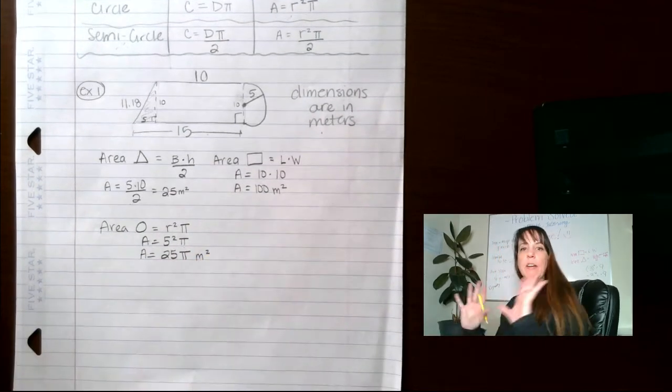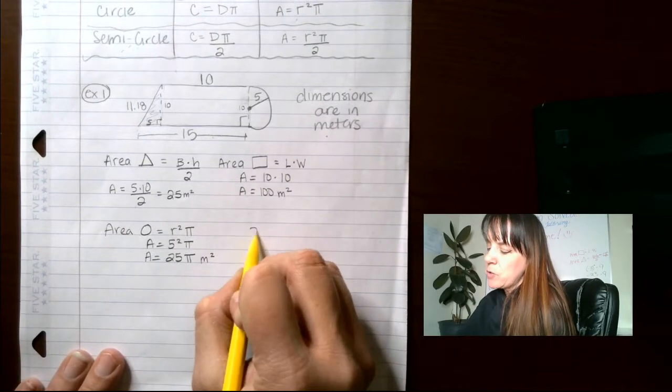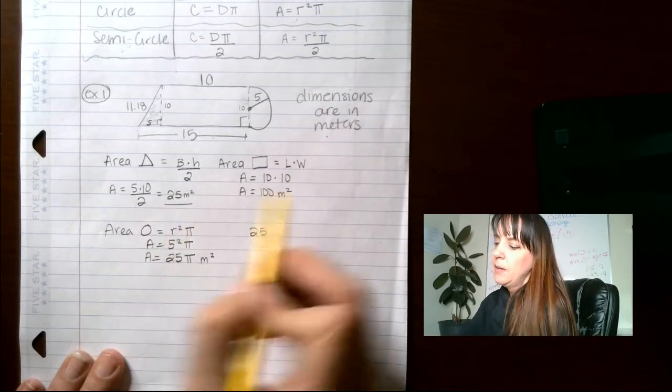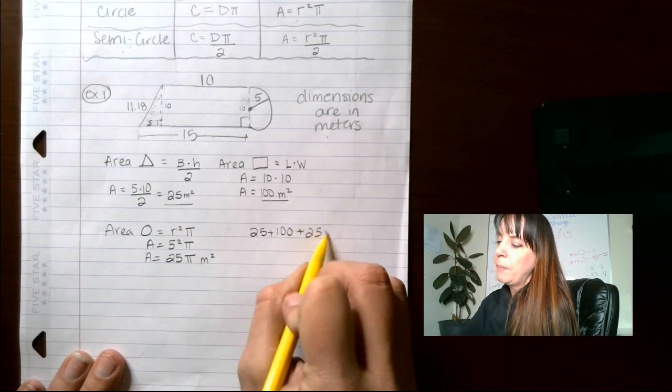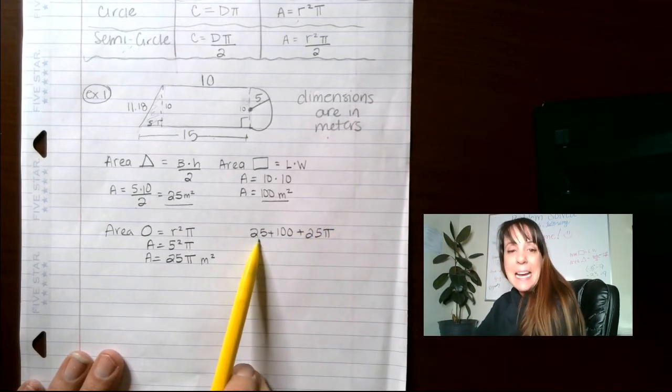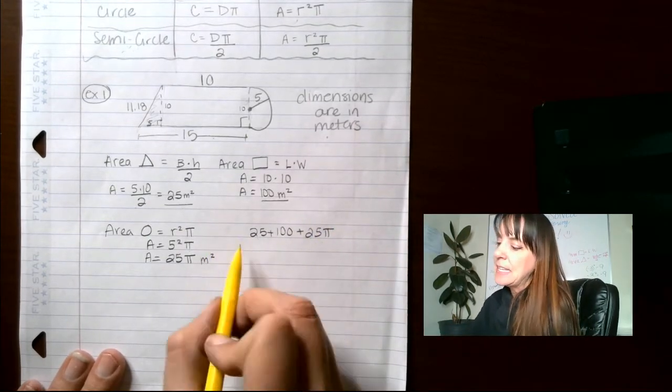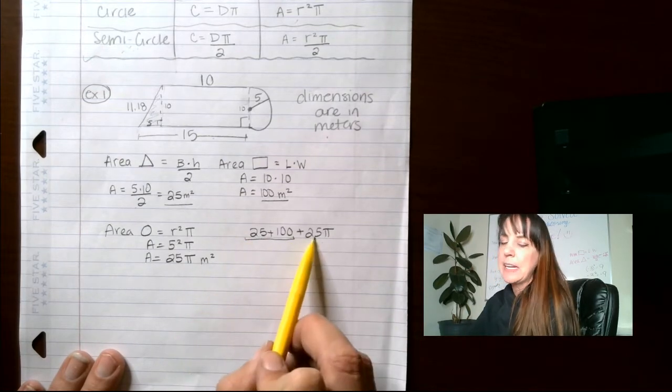So how do we find the area of this whole thing? We add it all up. We have 25 plus 100 plus 25 pi. Now, this is not 150 pi. These guys can be combined, but this one cannot be combined.